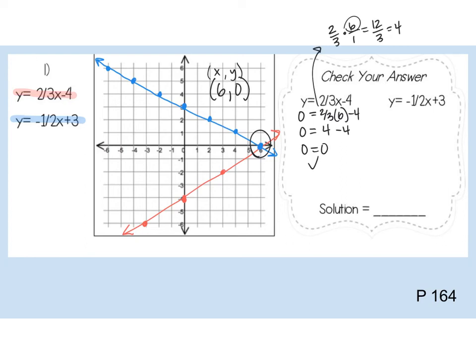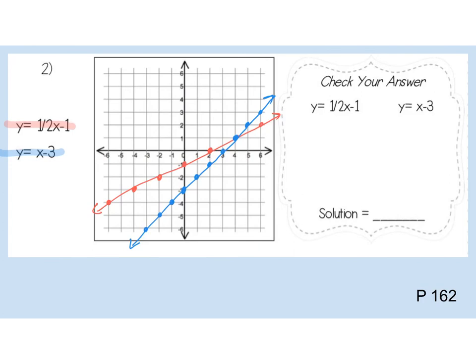On the right side, I'm going to substitute 0 and 6, or 6 and 0 again. 0 for y, 6 for x, and plus 3. Well, I know half of 6 is 3, so negative half of 6 is -3. Plus 3 equals 0, so that one checks out as well. I know that my answer must be 6, 0, because I checked it in both of my equations, my red one and my blue one, just like I did on the graph.